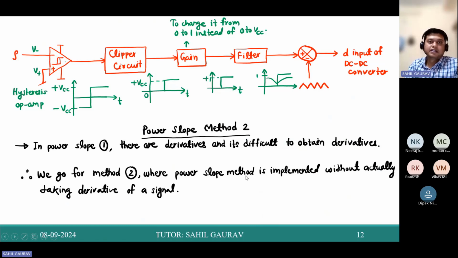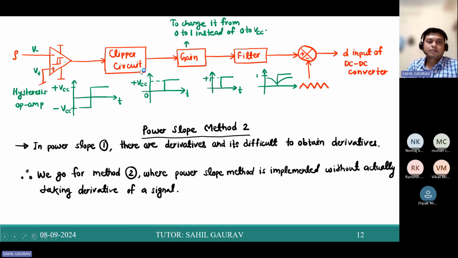Now let us see this block diagram for this power slope method, how we are going to implement this power slope method for MPPT. So here you are giving the slope of power with respect to voltage to this op-amp. So what you will get at the output? This output will provide this signal that varies from minus VCC to plus VCC, and this transition is coming at the MPP point.